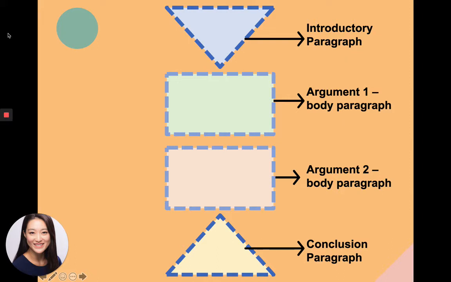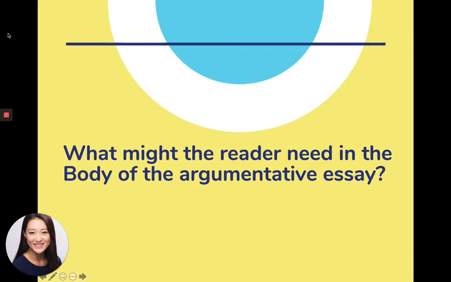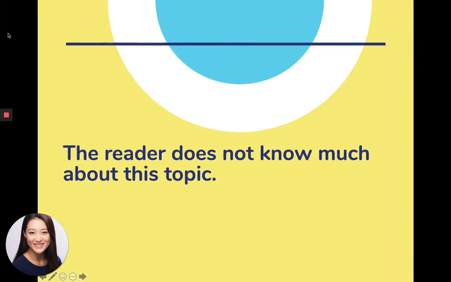As always, let's take a moment to think about the following question. What might the reader need in the body of the argumentative research essay? As a writer, it's your responsibility to think about what your reader needs. We know that our reader is uninformed. They do not know much about this topic, so they're going to need some context and background.